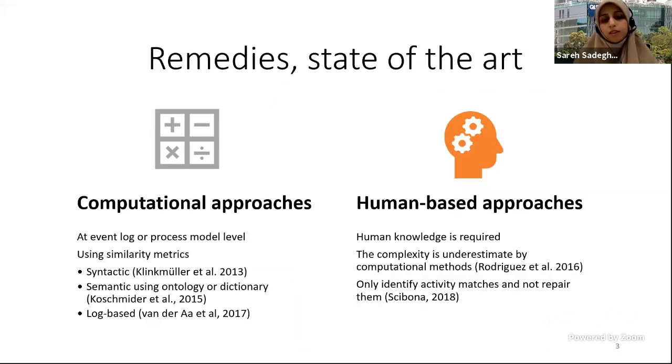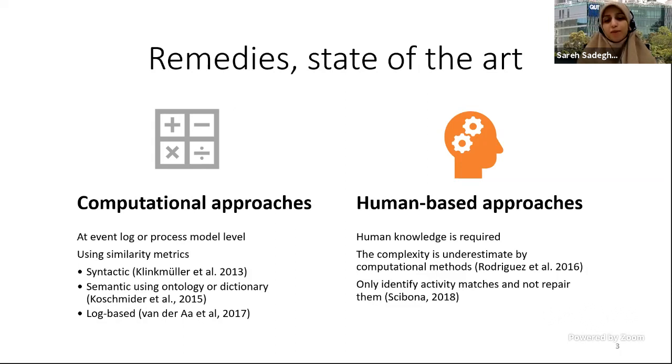Due to the importance of activity label quality issues and the problems they may cause for the analysis, they have been studied in the process mining literature. A number of computational approaches have been proposed at event log or process model level, which use some similarity measures to identify activity matches. But the problem is that dealing with activity labels is really context dependent and requires domain knowledge. And this has been the motivation for human-based approaches.